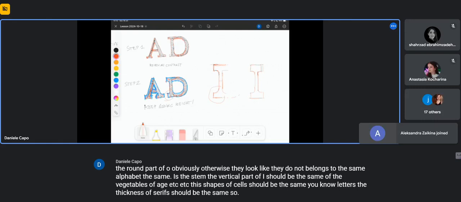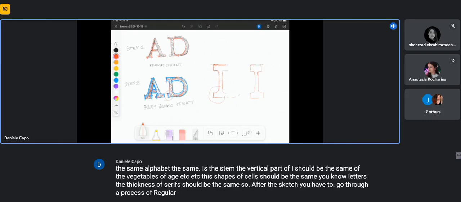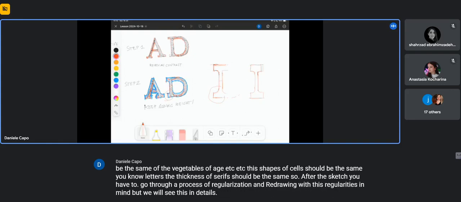So after the sketch, you have to go through a process of regularization and redrawing with these regularities in mind. But we will see this in detail next week.